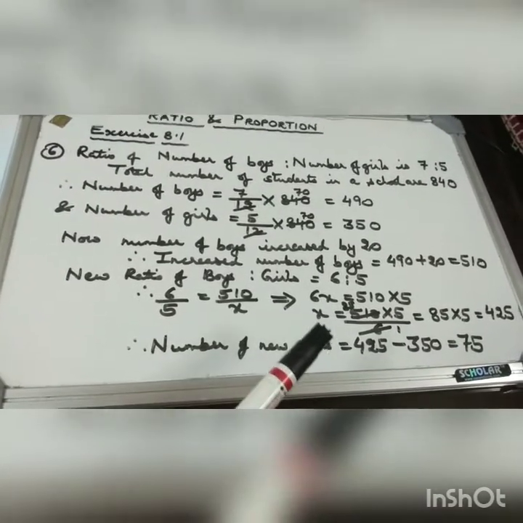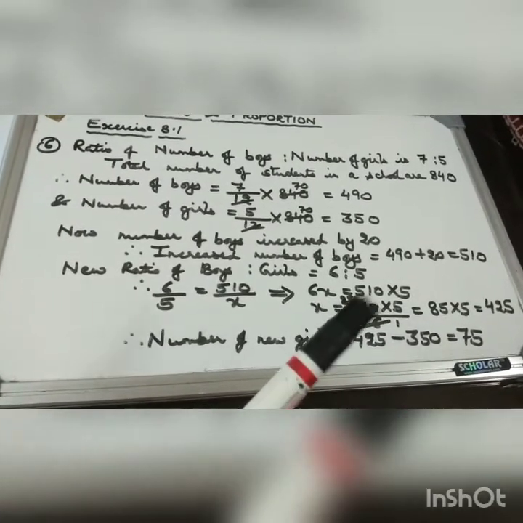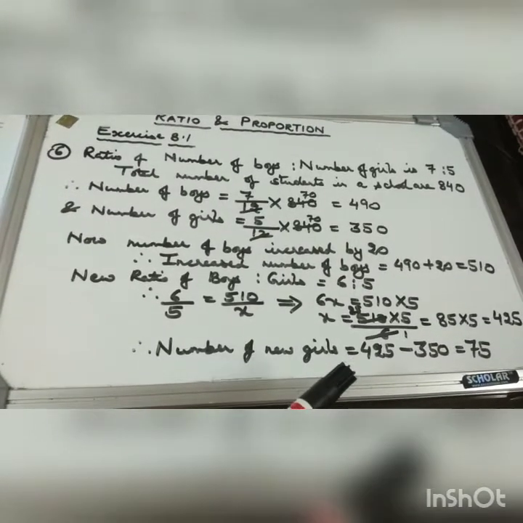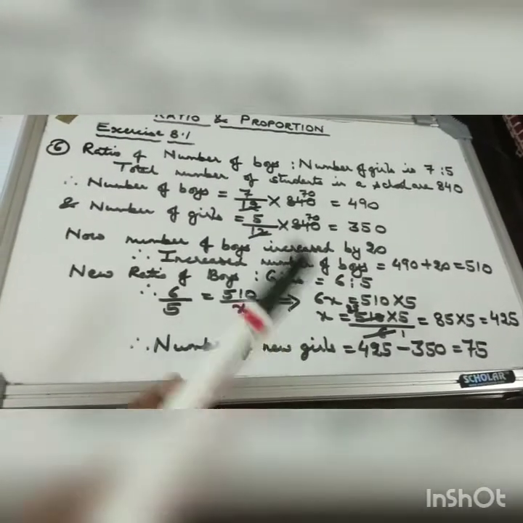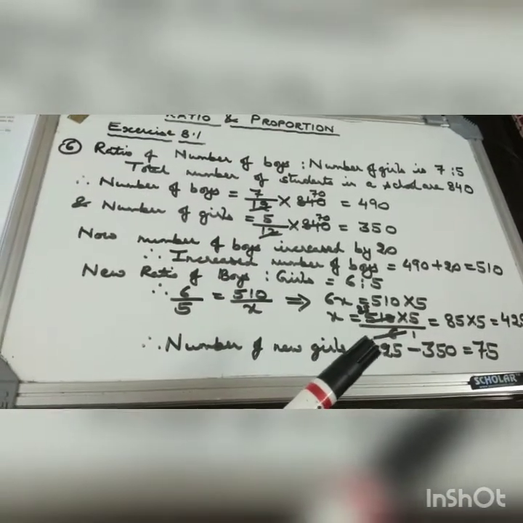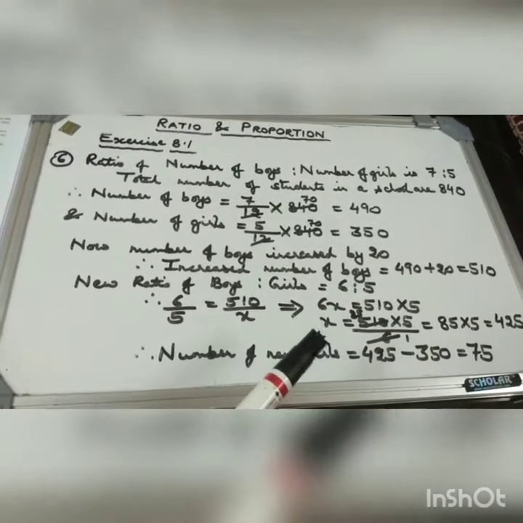So the increased number of girls is 425. Now how many new girls were added in the next session? The original number of girls was 350. So 425 minus 350 equals 75.